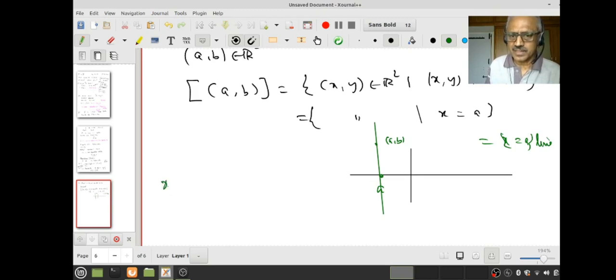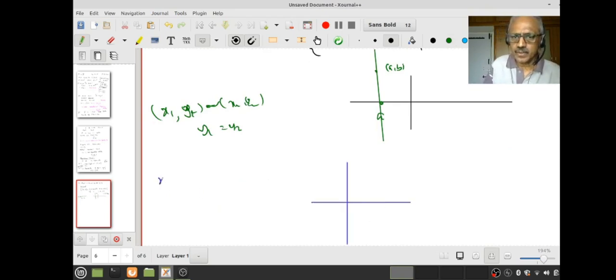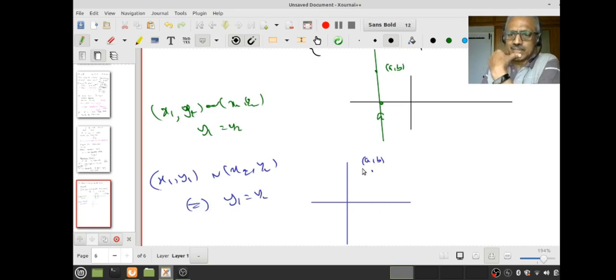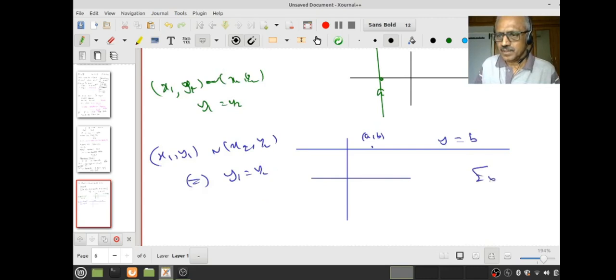Can you quickly say, if I ask another question, suppose I define a new relation: (x1, y1) is related to (x2, y2) if and only if y1 equals y2, and I take (A, B). What will be the equivalence class of (A, B)? That will be the line y equals B. Yeah, take it as an exercise, discuss it.